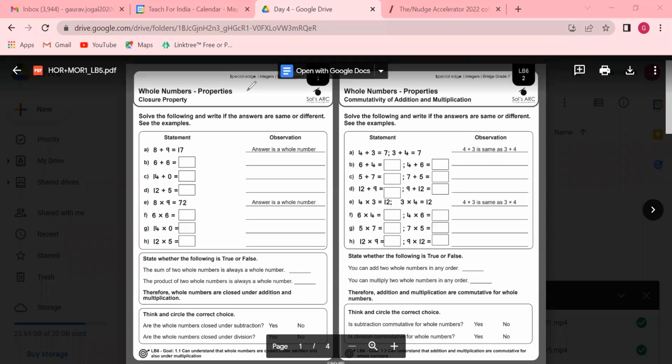If you remember in the last worksheets, we focused on integers. We have seen addition and subtraction of integers and how to do it. In this worksheet, we will see how to work with whole numbers and what the properties of whole numbers are.